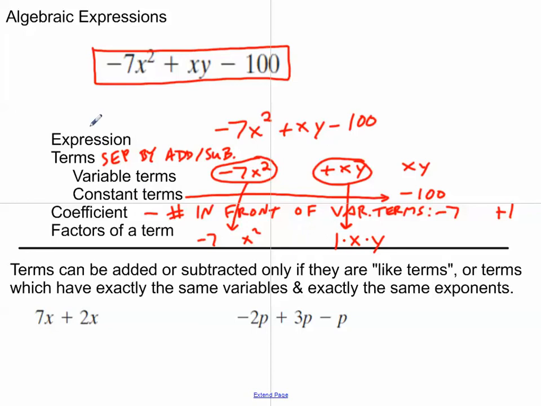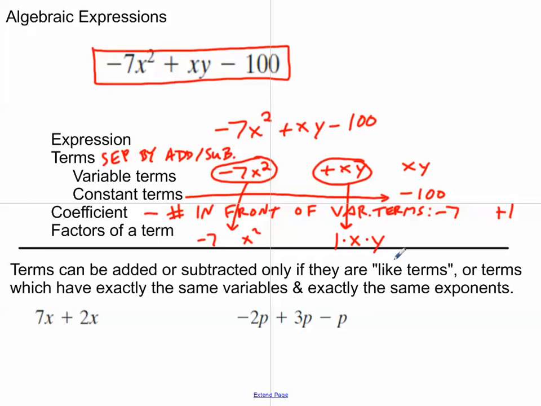A couple things to remember then. The whole thing here is called an expression. Expressions are made up of terms, which are separated by addition and subtraction. And we've got variable terms and constant terms. Variable terms have variables, constants don't. Coefficients are the numbers in front of a variable term. And the factors of a term are the things that multiply together to get that product. Expressions and terms are going to be the important things. Factors as well. Factors really are the things that multiply together to get any kind of product.